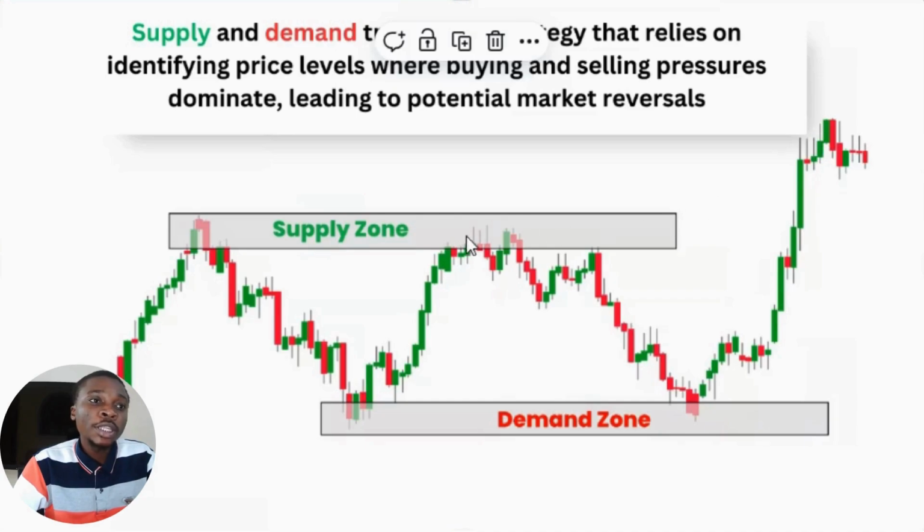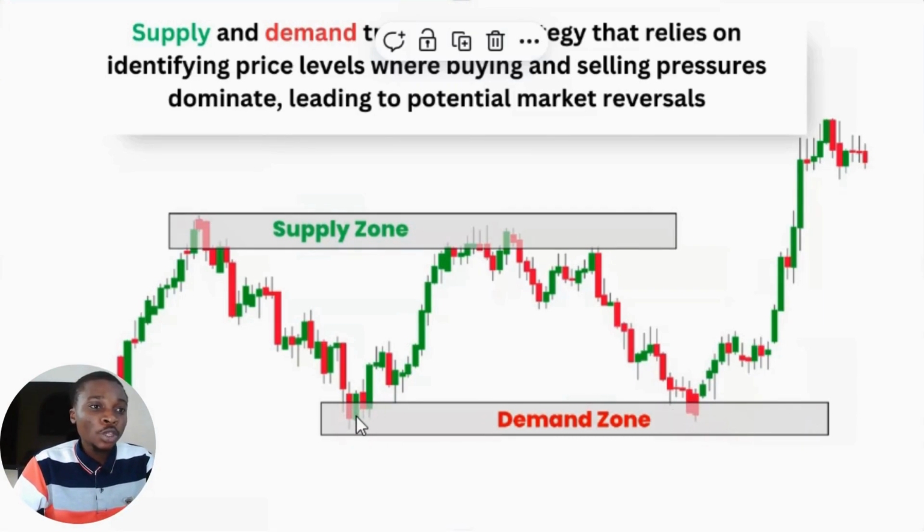At this point, the supply zone is no longer valid. Once price broke out of this supply zone, it's no longer of use again. You can see that price broke, so this supply zone is no longer valid, but the demand zone is still valid.